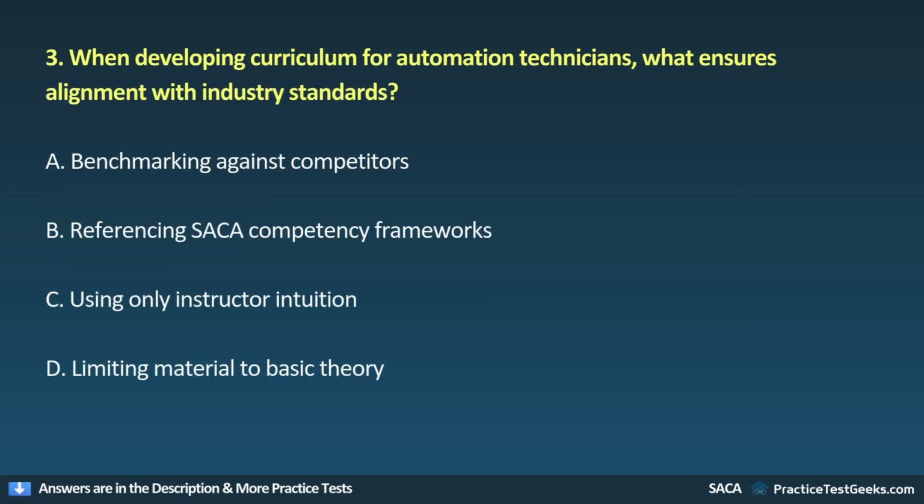3. When developing curriculum for automation technicians, what ensures alignment with industry standards? A. Benchmarking against competitors. B. Referencing SACA competency frameworks. C. Using only instructor intuition. D. Limiting material to basic theory.